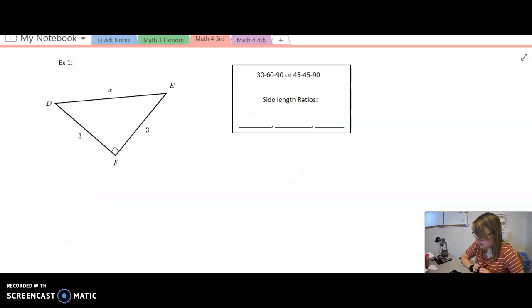So let's look at our first one. So I like to have 3 steps when it comes to special right triangles. I need to identify if it's a 30, 60, 90 or a 45, 45, 90. Well, I'm looking at my triangle and I notice that my legs are equal to each other.